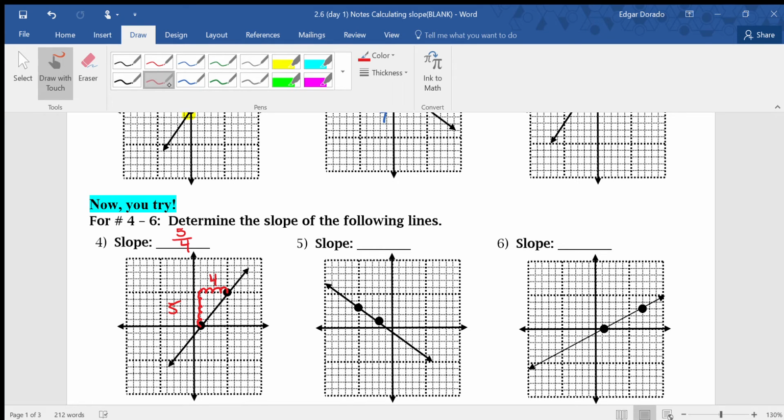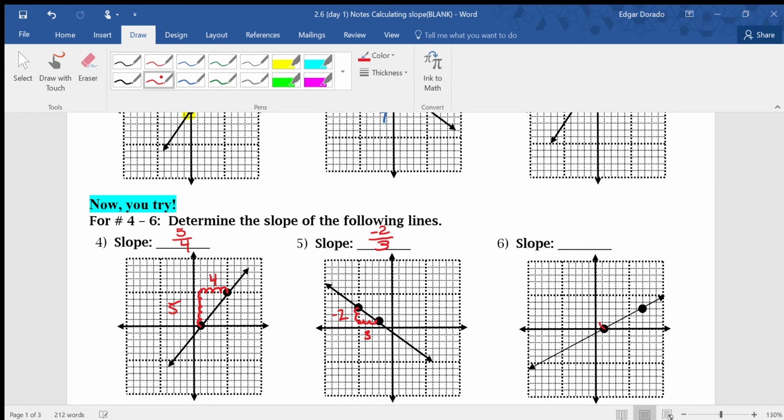Next one, again, always from the left point to the right point. So I'm going to start here. I'm going to drop 1, 2. I went down 2 to get to my next point, so it's a -2. And I go to the right 3. So I went down 2, right 3. So -2/3. Actually, let me rewrite that one because it looks a little ugly here. So -2/3.